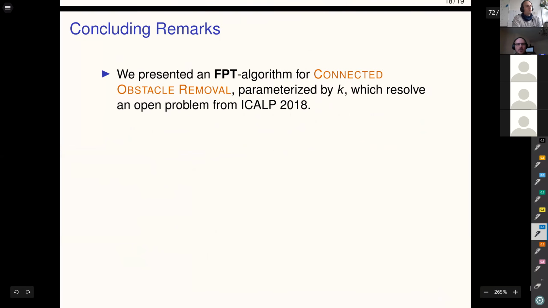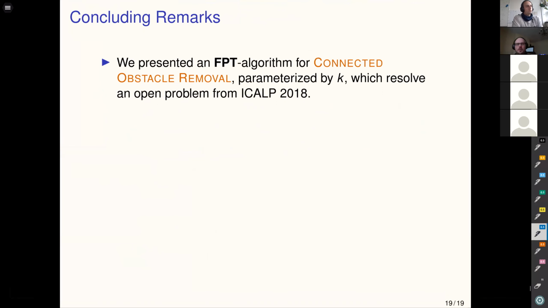Okay. And that's it for my talk. So basically, I tried to sketch an FPT algorithm, which resolved the problem we left open with Eiben in our ICALP paper.